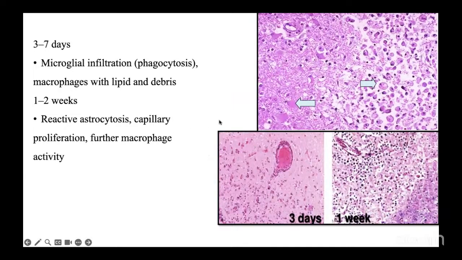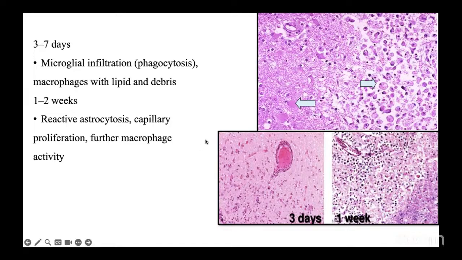And when we come to 3 to 7 days, there will be microglial infiltration and phagocytosis. If anyone can remember from the last lecture which I have given, microglia cause neuronophagocytosis. So here when it comes to 3 to 7 days, microglial infiltration will be there. Here we can see there are so many microglial cells infiltrating into the ischemic area of the brain, which causes this phagocytosis. And there will be a lot of lipid debris in these macrophages.